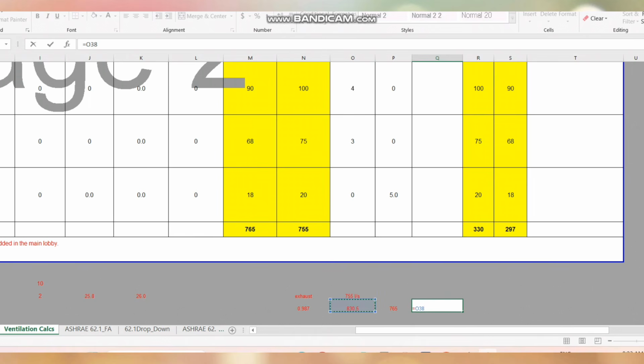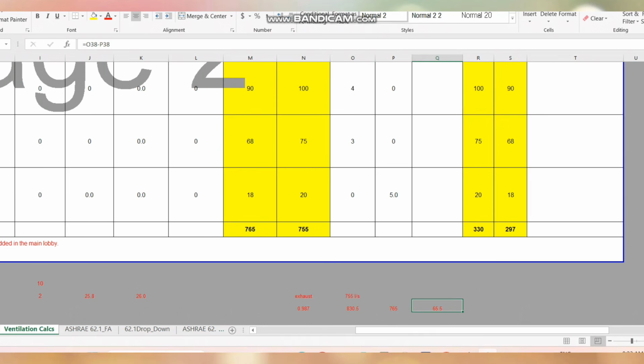So if you subtract both, 830.5 minus 765, the answer is 65.5. So this additional air we have to consider, because I told you we have to consider a minimum of 10% higher. This 65.5 additional we have to provide in the floor for the positive ventilation of the floor.